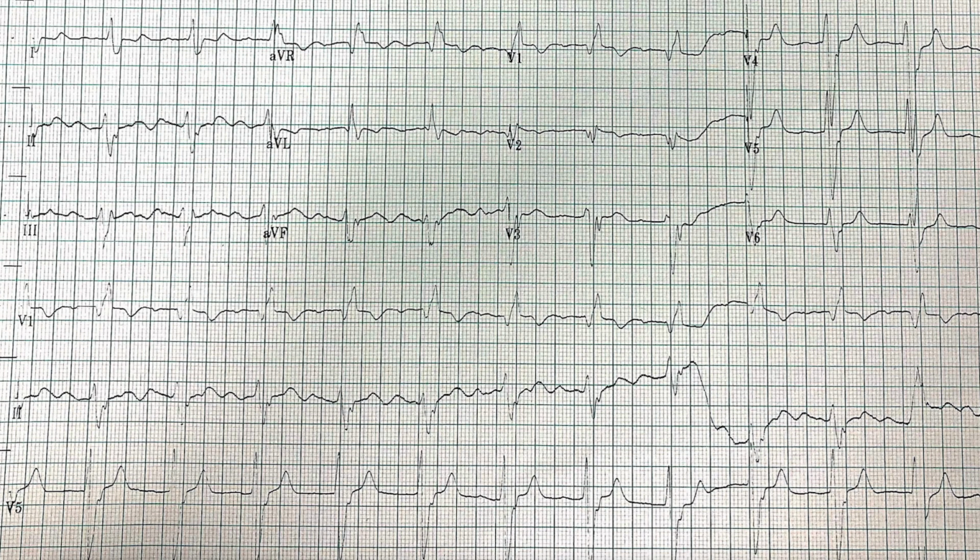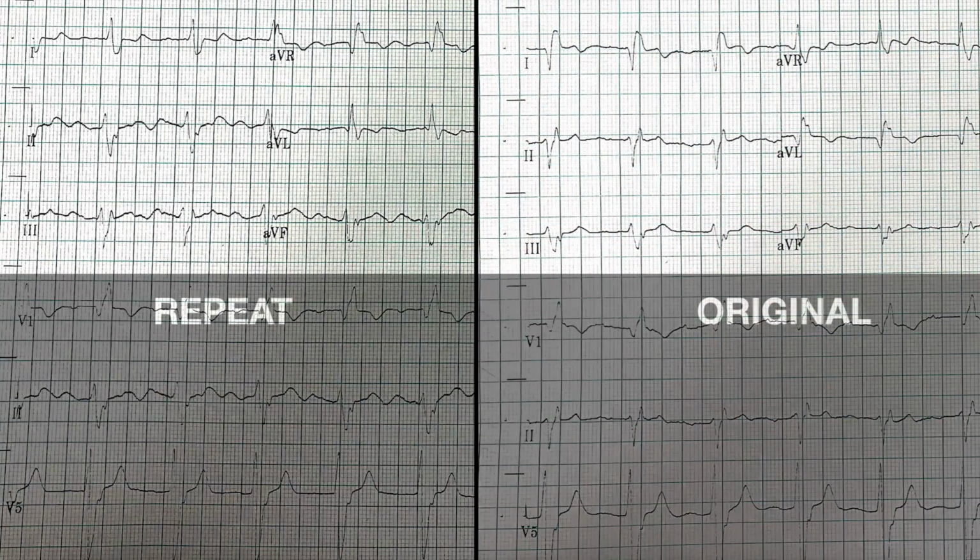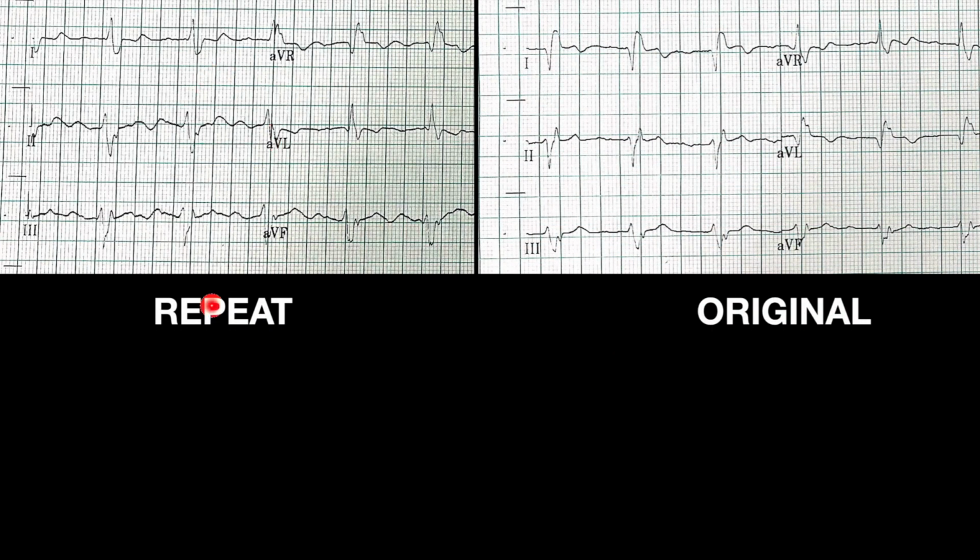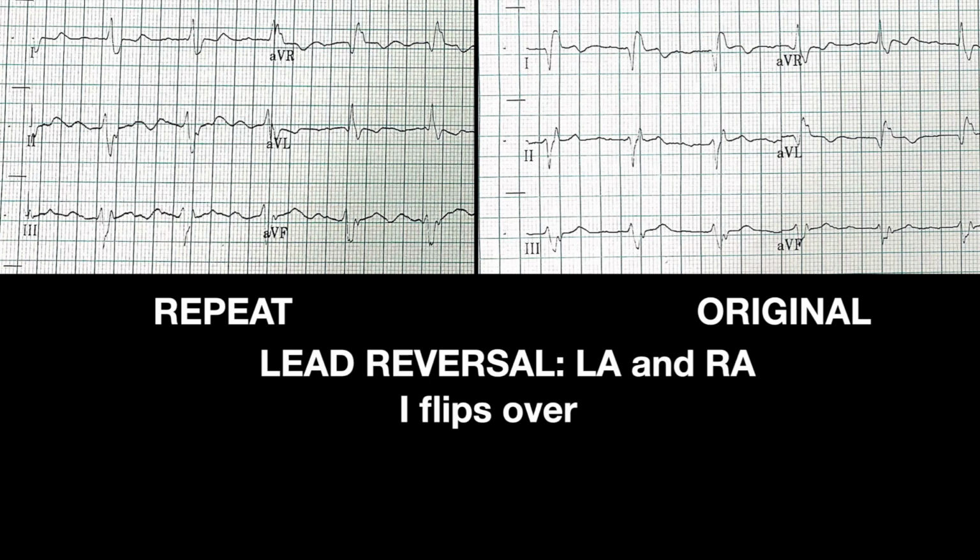So when we look at this EKG again, what do we see? The one on the left is the repeat EKG, or the correctly placed EKG. The one on the right is the one with suspected limb lead reversal, and in fact it is classic for what a right arm, left arm limb lead reversal would look like. So lead 1 flips over. You had the pointy thing pointed down, now the pointy thing is pointed up. Lead 2 and 3 switch places.